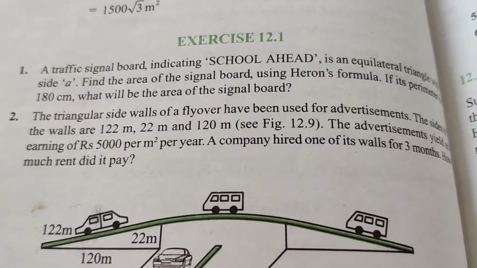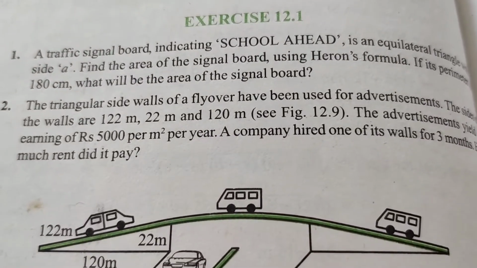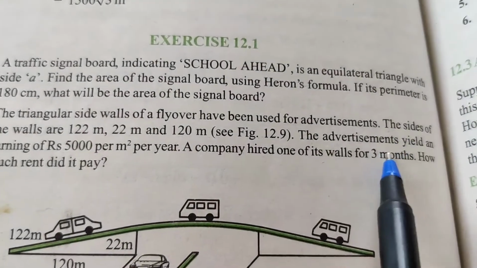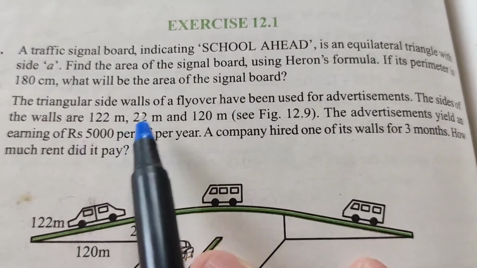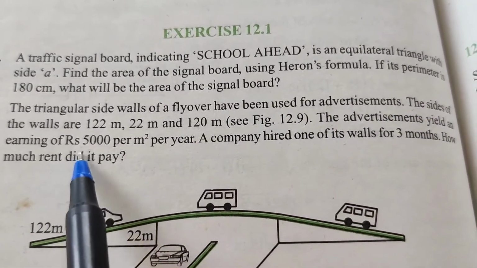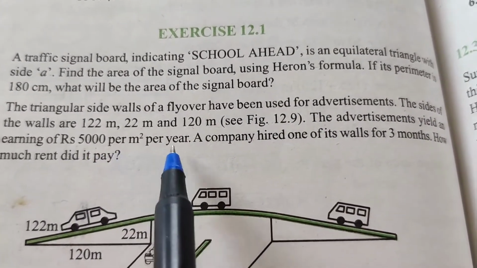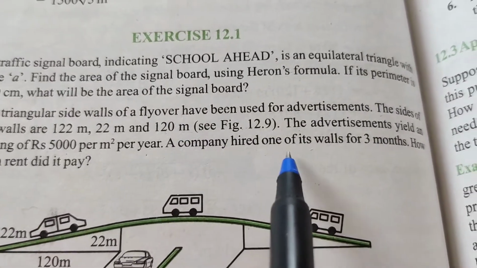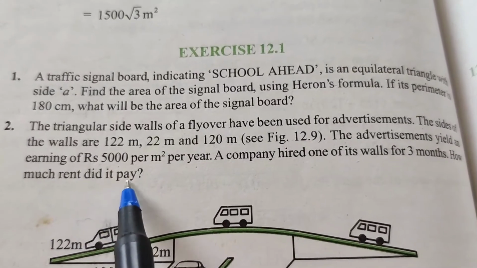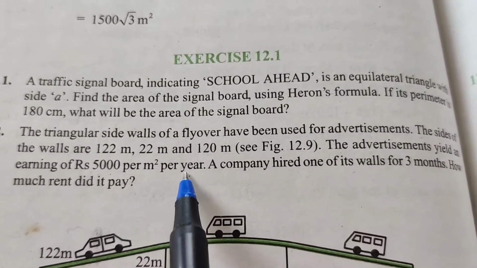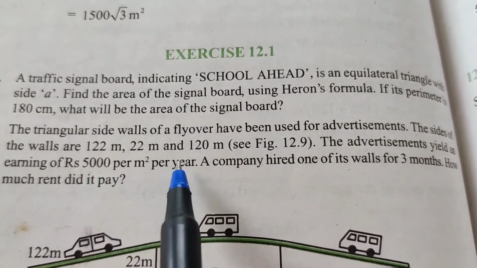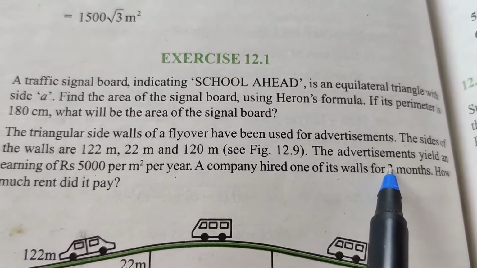Next question. The triangular side walls of a flyover have been used for advertisement. The sides of the walls are 122 meter, 22 meter and 120 meter. The advertisement yields an earning of rupees 5,000 per meter square per year. A company hired one of its walls for 3 months. How much rent did it pay? The 1 year rent is 5,000 rupees per meter square. Okay. We have to find the rent for 3 months.